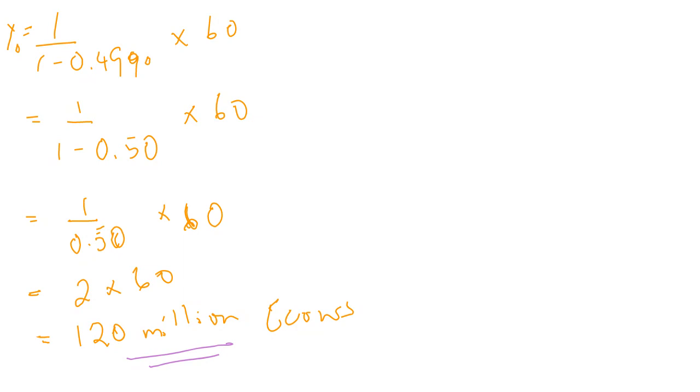Now, if you turn your pages to 388, you realize that we actually have 120 million econs. Right? It says that the new equilibrium level of income in Economia is obtained by multiplying autonomous spending by the multiplier. Therefore, 2 times 60 is equal to 120 million econs. And therefore, we've got our full marks, right?